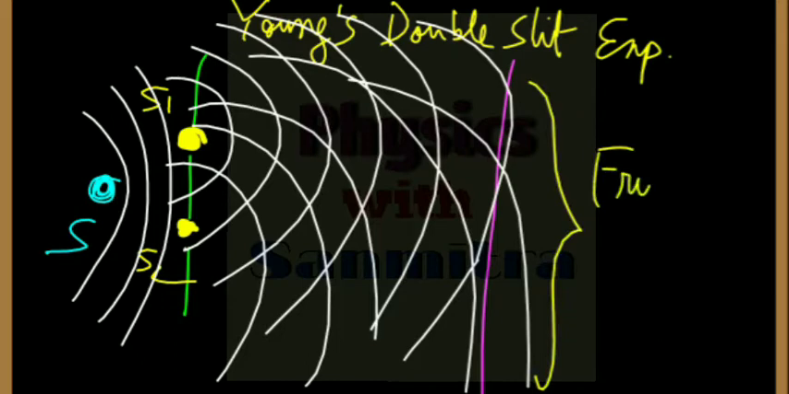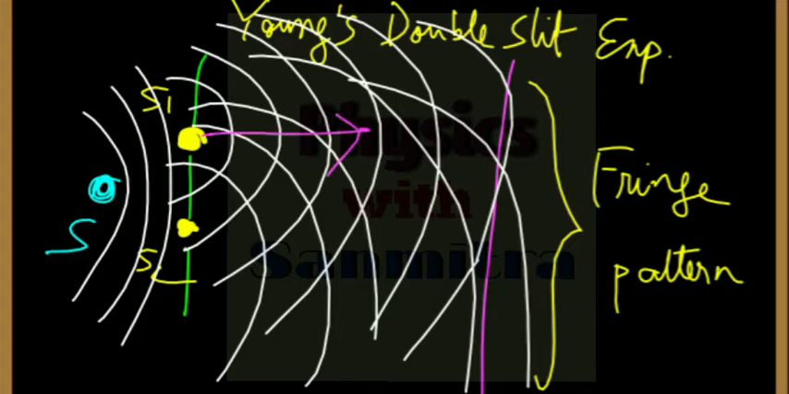fringe pattern on the screen. I'll tell you what a fringe pattern is. So just understand one thing, this S1 is emitting some wavelets, this S2 also. Now these two are becoming coherent sources.